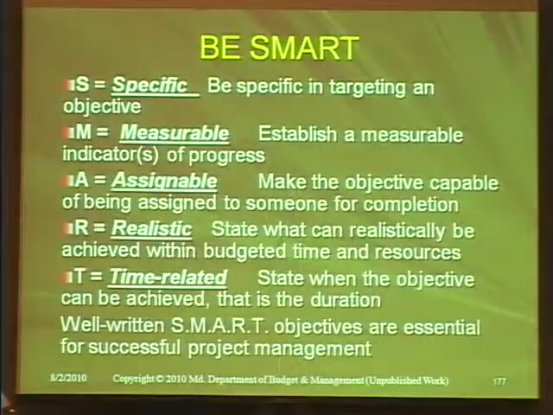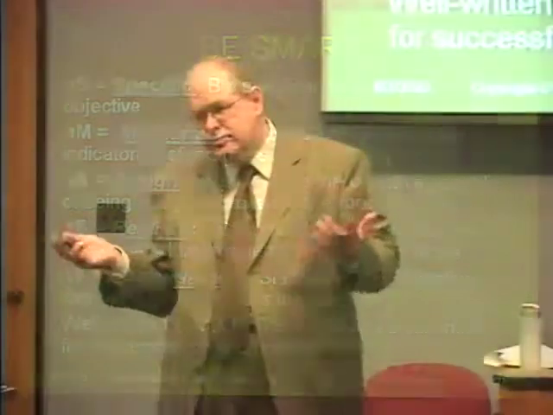Let's get real. Okay, you told me we have X amount of money, that's all we have, we can't get any more, and we know that's not going to do what you want of the global project, so why don't we reduce the scope of the project to what we have funding for, and let's agree that we're going to do something that's meaningful within the amount of funds, rather than try and do something that's way too broad that won't give us anything effective for the amount of money we have. And time-related, state when the objective can be achieved, that is the duration. Well-written, smart objectives are essential for successful project management. So a few things to look at when you're trying to figure out how to do a procurement, how to get a solution through a contract.